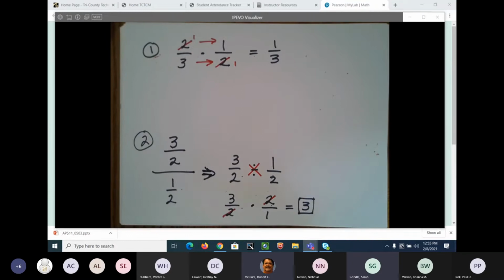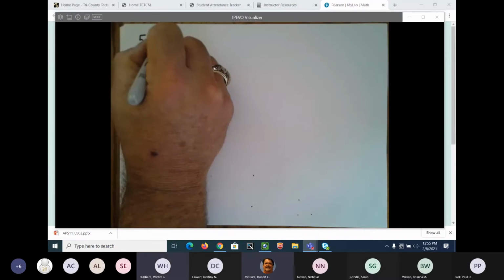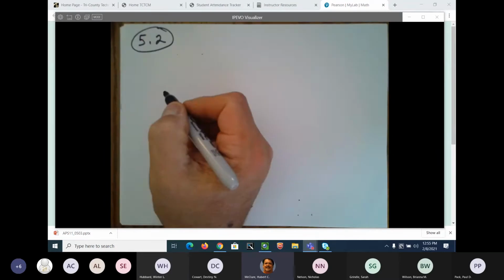Now, those are 2 good examples of what might be on my test or a standardized test. Now, we're going to get to the long ones in just a minute. I got to get through everything else before I get to those. So that's how you multiply and divide fractions. Now, let's talk about a few other things. I'm going to go ahead and squeeze 5.2 in here, and then I'm going to go back to 5.3.